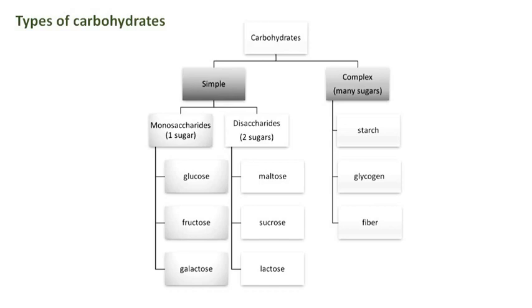Glucose, fructose, and galactose are the examples of monosaccharides. Maltose is a combination of glucose and glucose, sucrose is a combination of glucose and fructose, and lactose is a combination of glucose and galactose. These maltose, sucrose, and lactose are the examples of disaccharides. Complex carbohydrates contain more than two sugar units. Starch, glycogen, and fibers are the examples of complex carbohydrates.